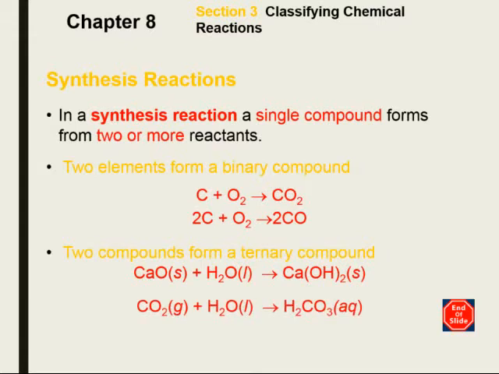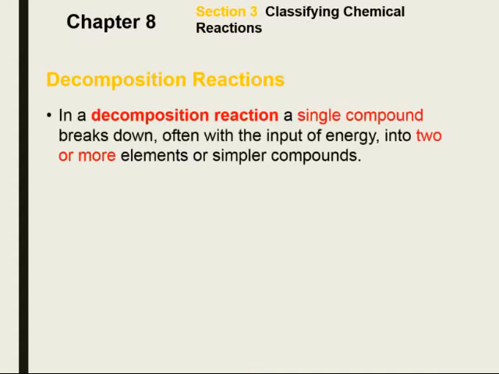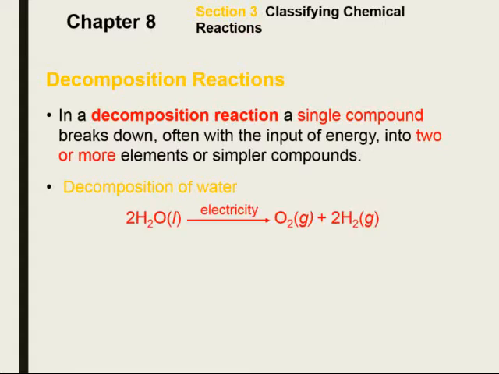Another example there. We're going to decomposition reactions. In a decomposition reaction, a single, more complex compound breaks down, often with the input of energy, and we'll talk about this a little more later, into two or more elements or simpler compounds. For example, the decomposition of water. If we decompose water with the use of electricity, which is known as electrolysis, electro referring to the electricity, lysis referring to the splitting, we can split those two elements apart, the hydrogen and the oxygen.